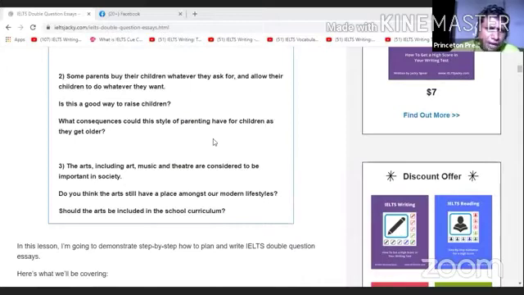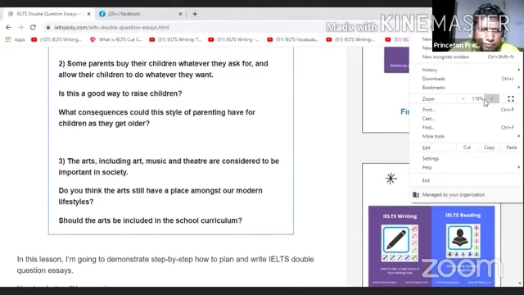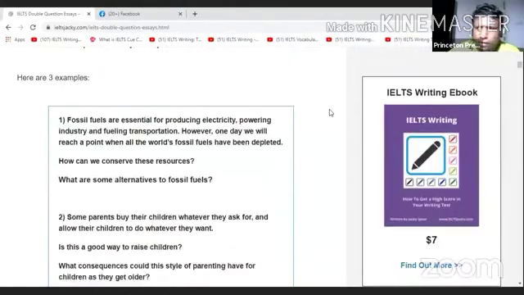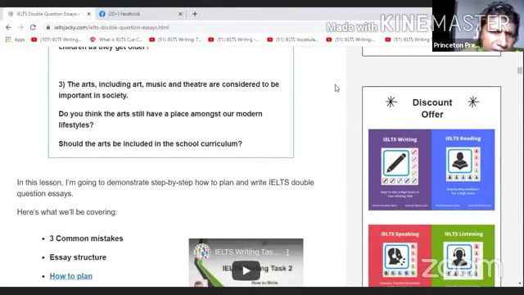Okay, another one. Some parents buy their children whatever they ask for and allow their children to do whatever they want. This is a statement. Then two questions. Is this a good way to raise children? What consequences could this style of parenting have for children as they grow older? Okay, the next one. The arts, including art, music, and theater, are considered to be important in society. Do you think the arts still have a place amongst our modern lifestyles, and should the arts be supported?